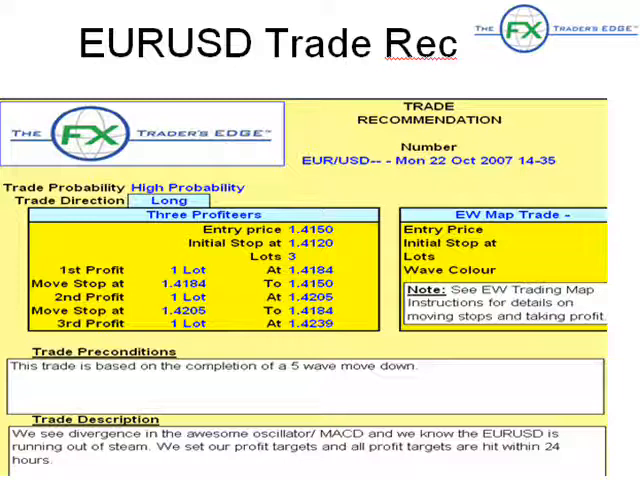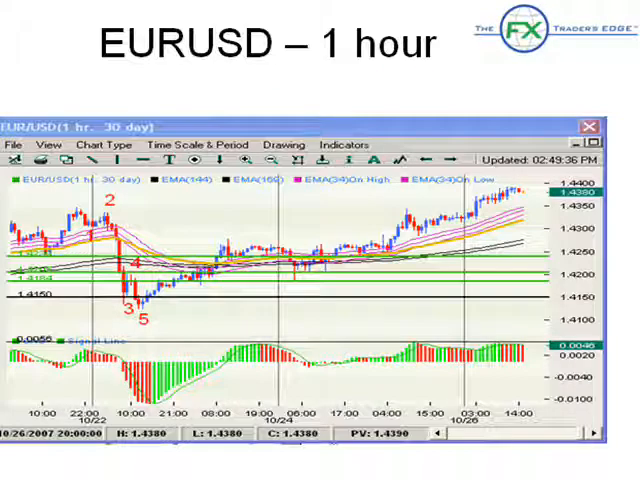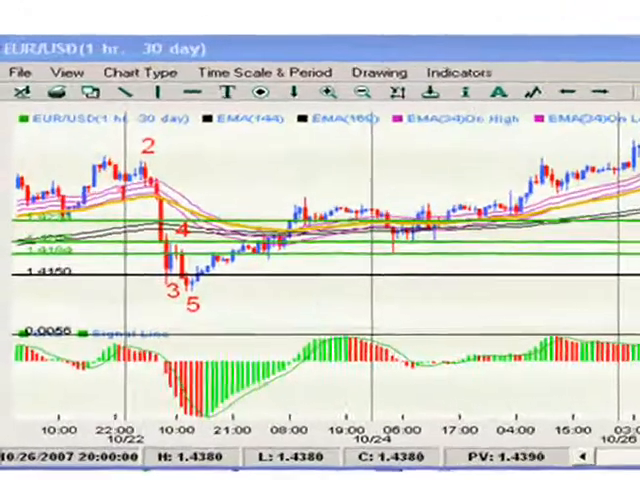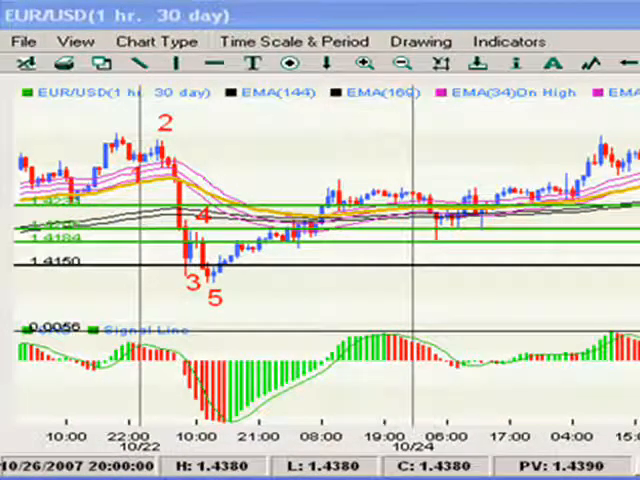Now let's look at the actual trade setup. This is the hourly chart, where you can see the 5-wave sequence on the left is the price action that we are going to focus on. I'm now going to move to the 15-minute chart and the 5-minute chart. So we're looking at 3 different time frames for this setup: the hourly, the 15-minute, and the 5-minute chart.